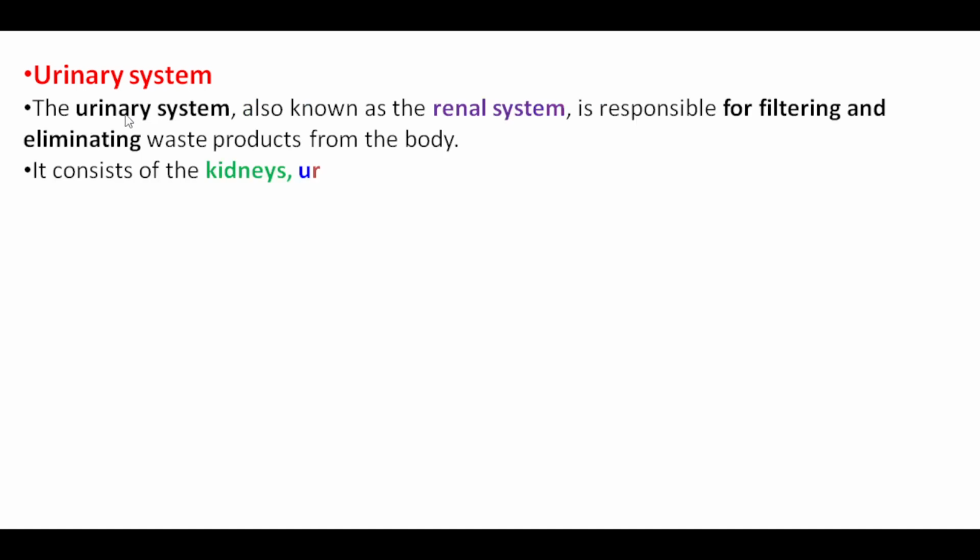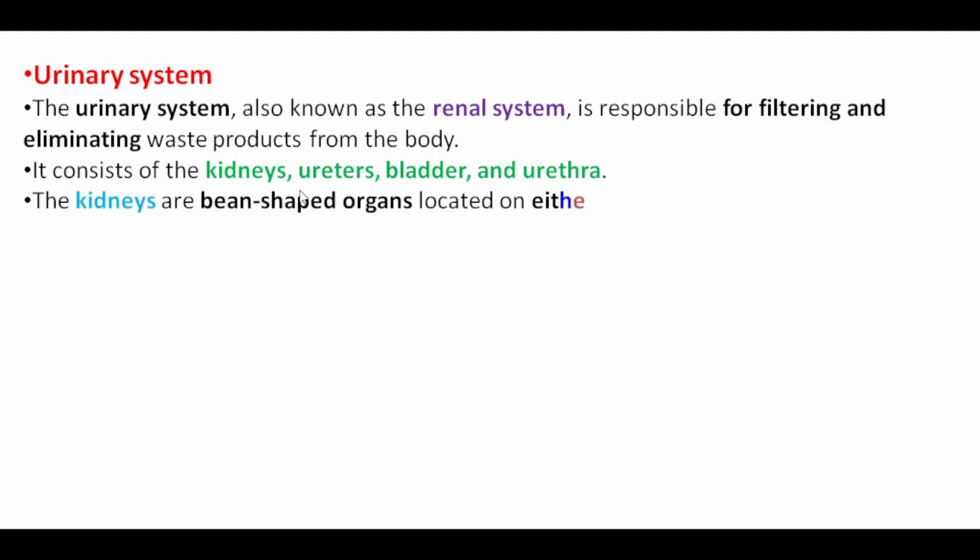Now we will study the urinary system. The urinary system, also known as the renal system, is responsible for filtering and eliminating waste products from the body. It consists of the kidneys, ureters, bladder, and urethra.